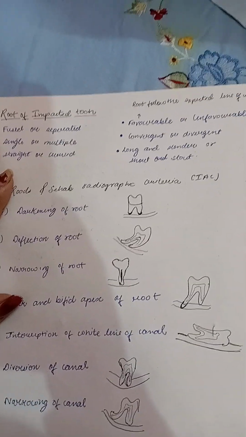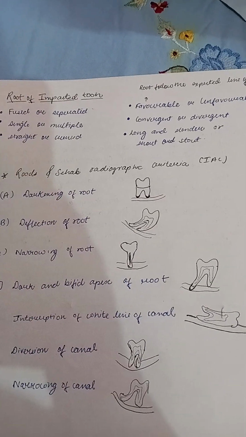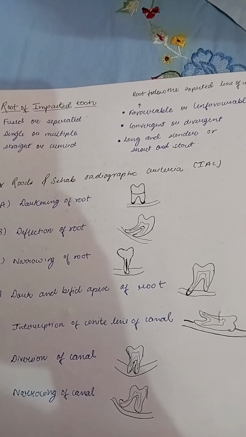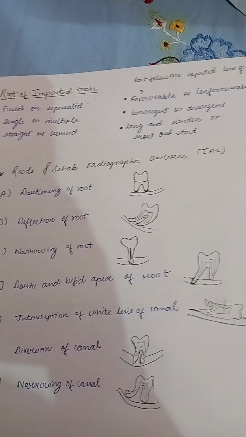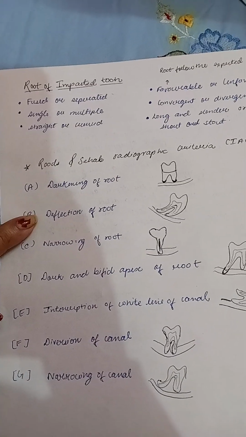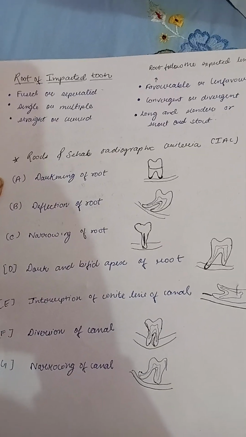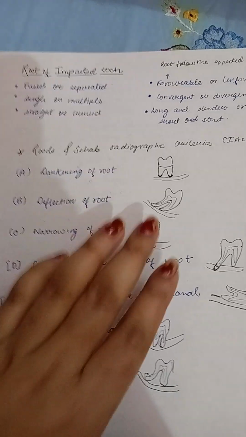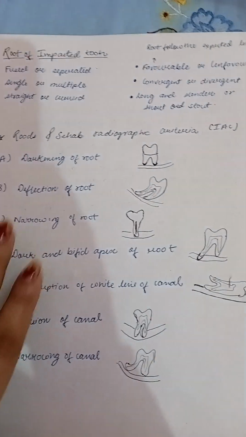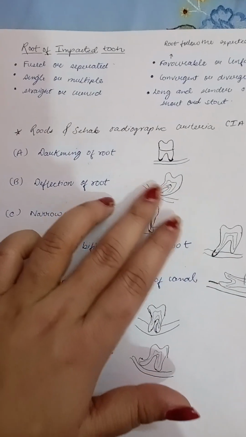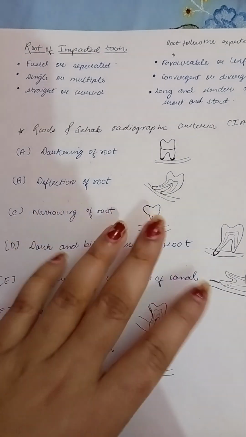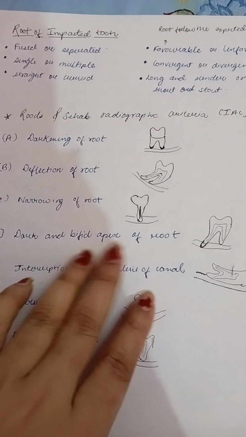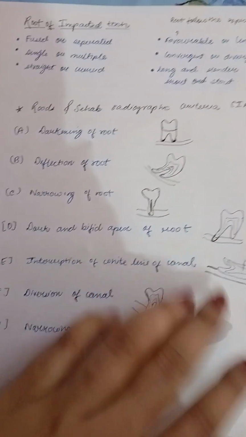And now coming to the last, the Pell and Gregory... the Winter and Sehab radiographic criteria. We have learned that we will see the relationship with the inferior alveolar canal, so Rood and Shehab have given this criteria. It is divided into A, B, C, D, E, F, G. A is darkening of root. B is deflection of root. C is narrowing of root. D is dark and bifid apex of root.